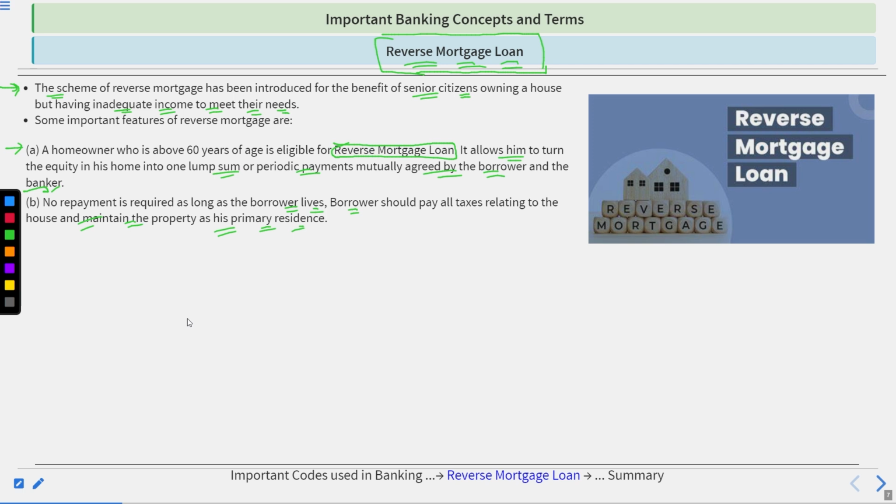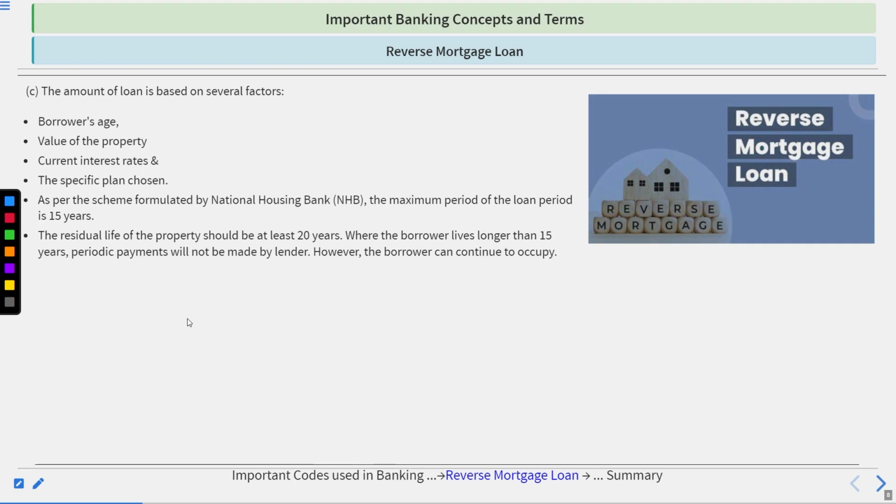But when Mr. X dies, then his family has a choice to sell the house to the bank, or in order to recover the house they need to repay the amount the bank has paid to Mr. X. Okay, and it is on Mr. X to pay all the taxes relating to the house and maintain the house property as his primary residence. The amount of loan is based on several factors.